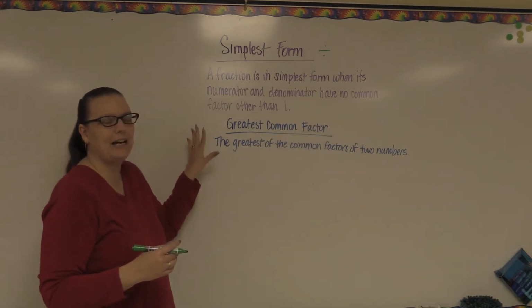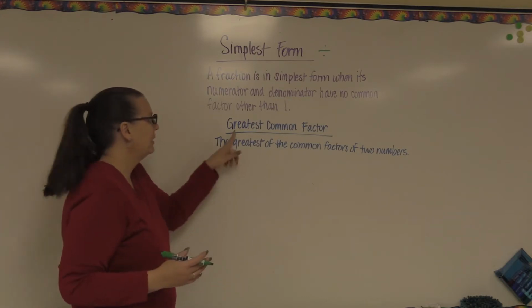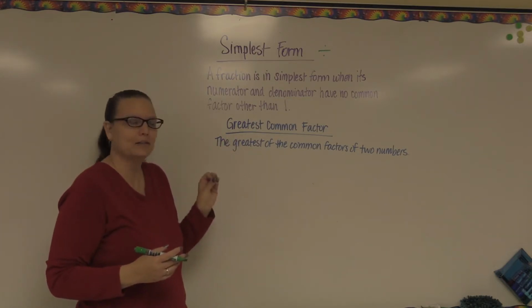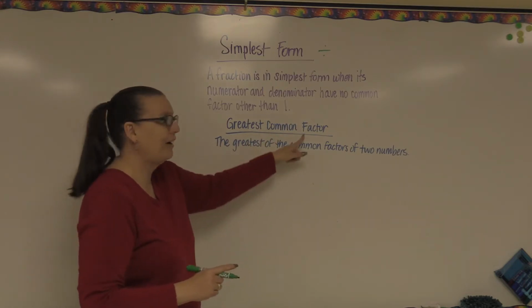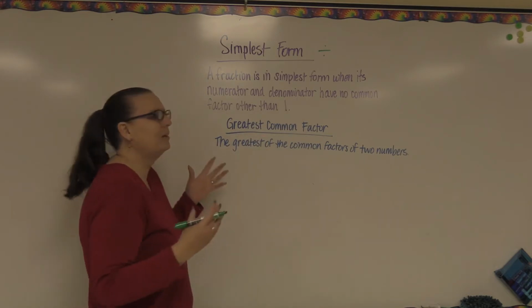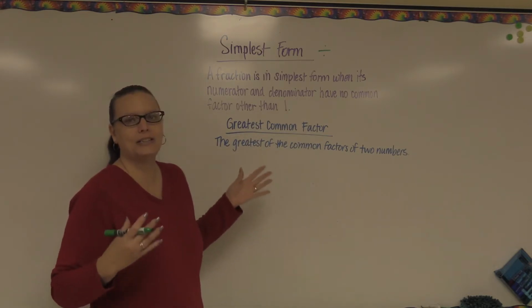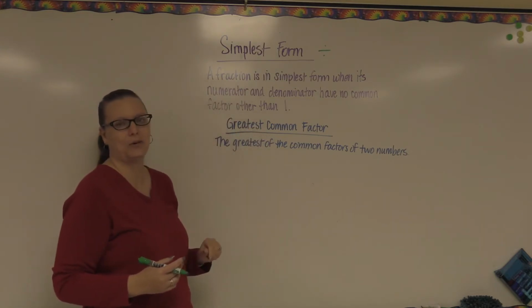We're going to be learning today how to find what's called greatest common factor. Let's break it down. Greatest means the biggest number. Common means something that both numbers share, and factor are the numbers that you multiply to get that. So I want to give you an example of how to find greatest common factor because you have to be able to do this to find simplest form.